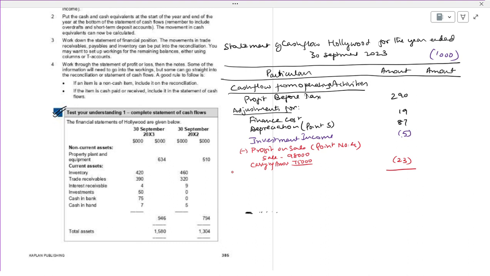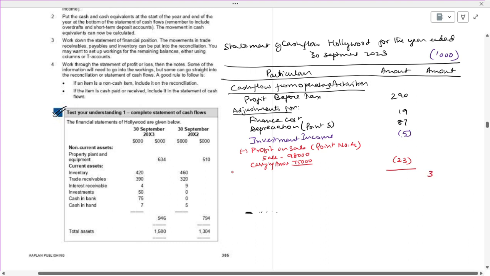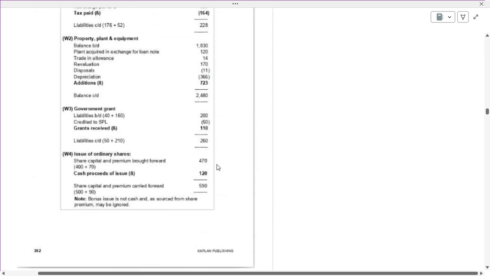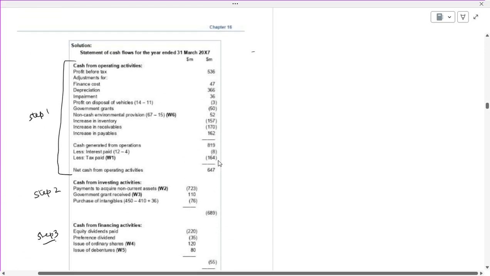290 plus 19 plus 87 plus 5 minus 5 minus 23. 368. How much? 368. Okay. This is called operating profit. What is given in the format? In the format, what have they mentioned? They have mentioned nothing. Usually they will not mention anything. Okay. Fine.